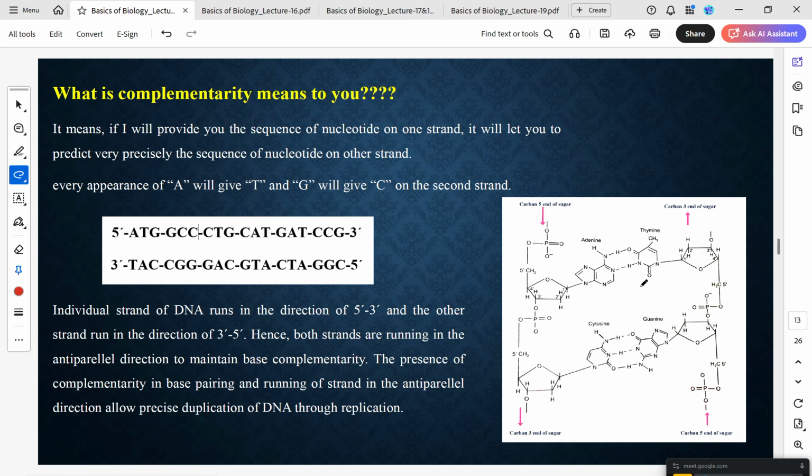So, if there is a T present in the first strand, it will bind to A. If there is a C present in the first strand, it will bind to G. The first strand will run in the direction of 5' to 3', whereas the other strand will run in the direction of 3' to 5'. Therefore, both the strands are running in antiparallel directions to maintain base complementarity.